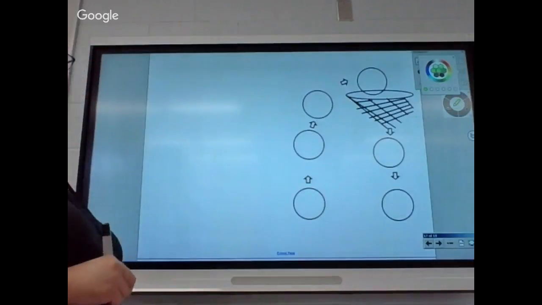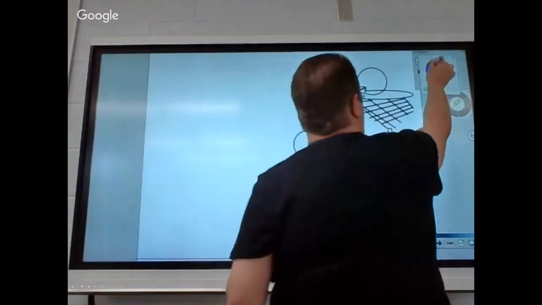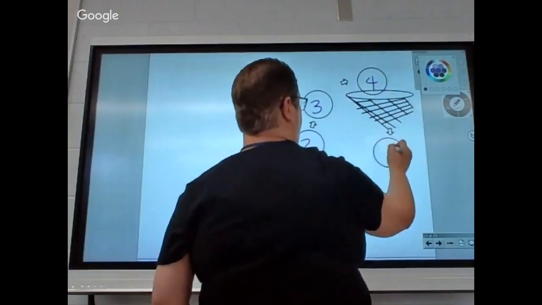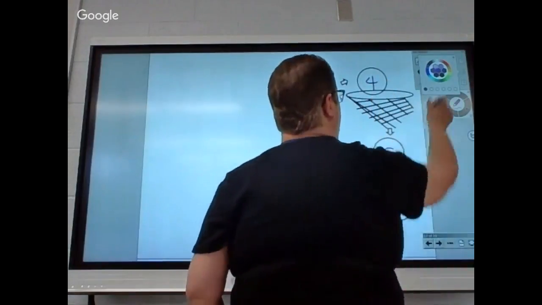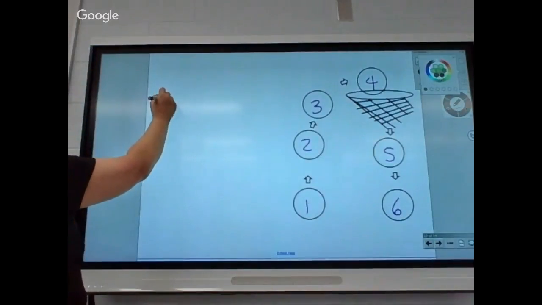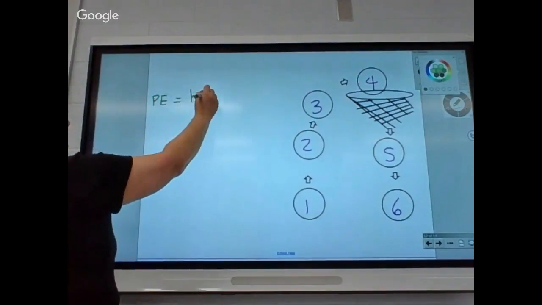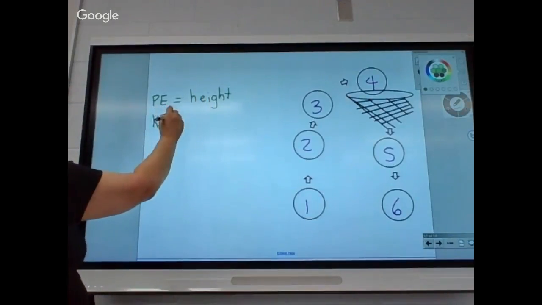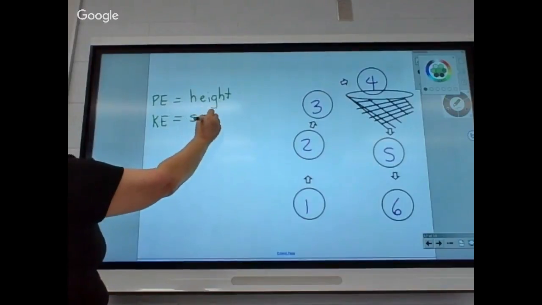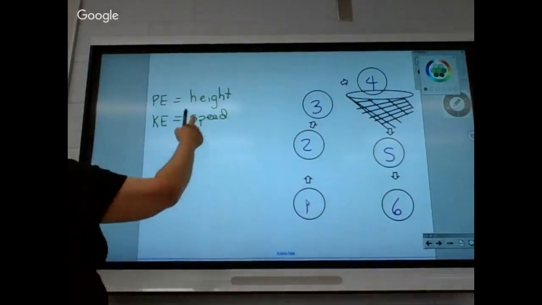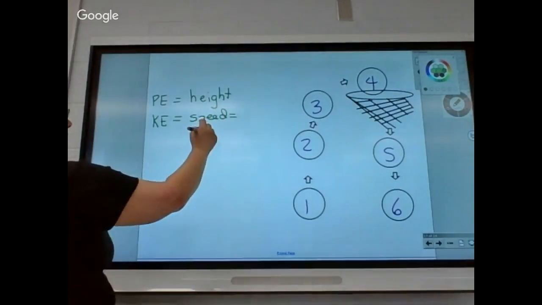Most of y'all play basketball, have played basketball. So this should be an easy one for us to label. So if we look at 1, 2, 3, 4, 5, 6. Again, think about what you know in positions. Potential energy is height. Kinetic energy is motion or speed. So what did we say? Potential energy was height. Speed is always at the bottom.